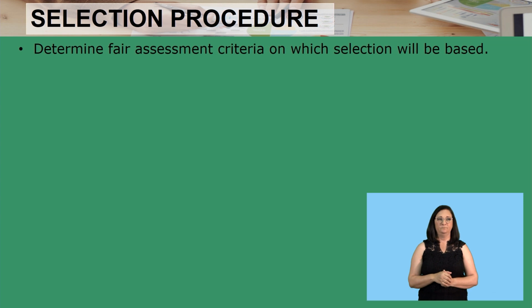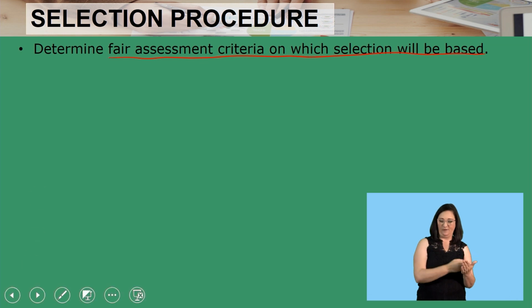So with selection procedure, what is the procedure when we are selecting? We've recruited people, we've got hundreds of CVs that we've received, so now we need to select. So what is the procedure of selection? The first thing, you now need to determine the fair assessment criteria on which selection will be based. So what is our criteria of selecting these candidates?